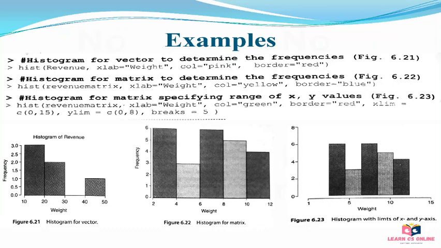The second command takes values from the revenue matrix. It has 24 values. The y-axis depicts the frequency of the numbers in the revenue matrix. The third command has 3 additional arguments, namely xlim, ylim and breaks. Xlim and ylim arguments specify the start and end point of the x-axis and y-axis respectively, and breaks specifies the width of each bar. The visual representation of histograms for the above given examples are shown here.